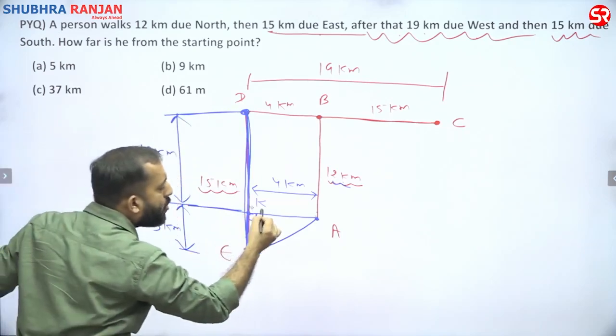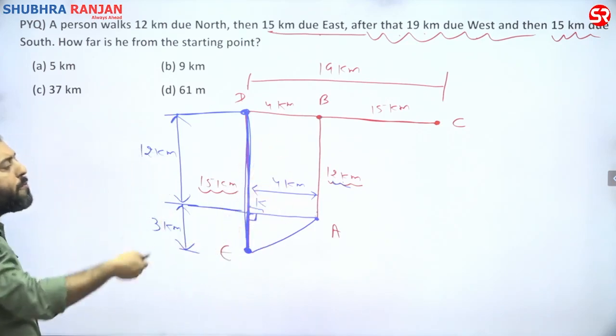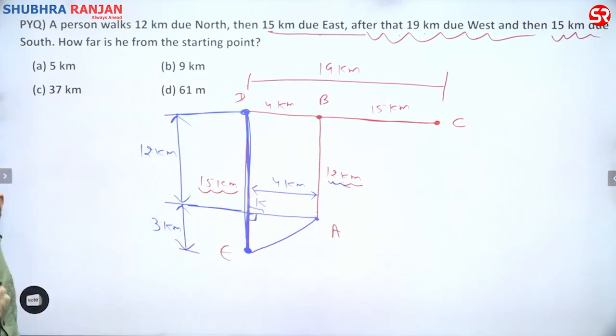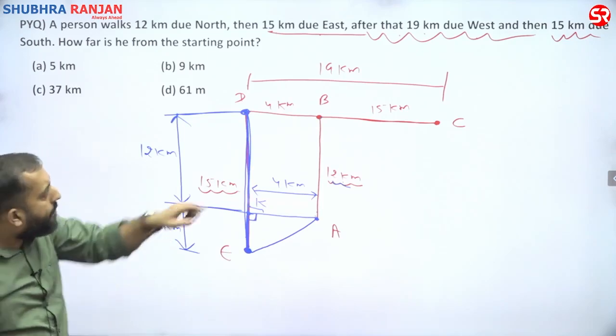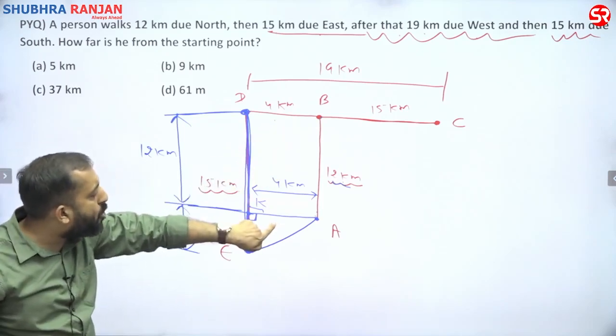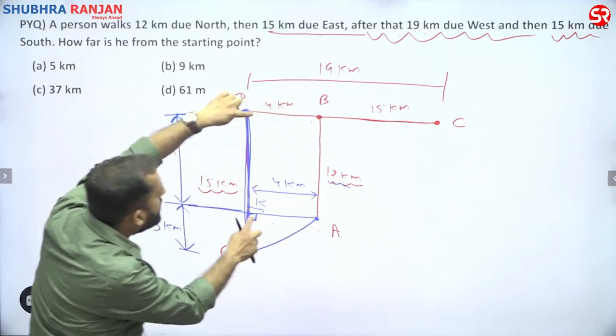Because the constructions formed here, most of the time those constructions are rectangles or squares. In rectangles, opposite sides are equal. In a square, all sides are equal. So if this was 4 kilometer, this has to be 4 kilometer. If this is 12 kilometer, this has to be 12 kilometer.